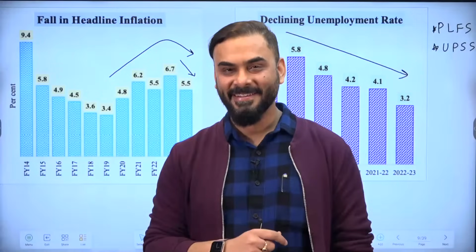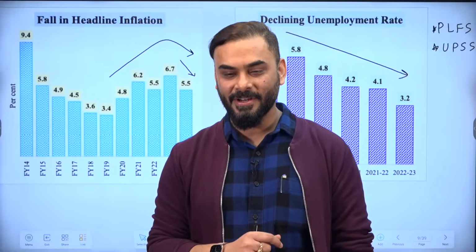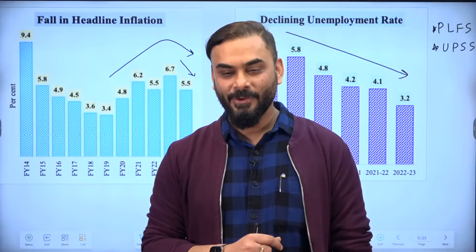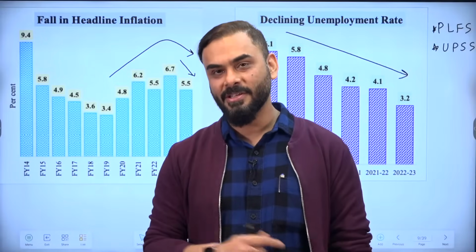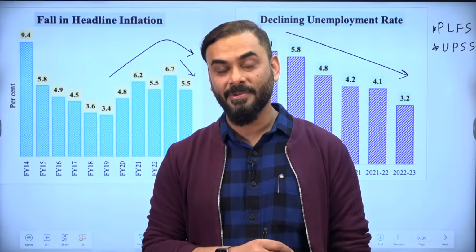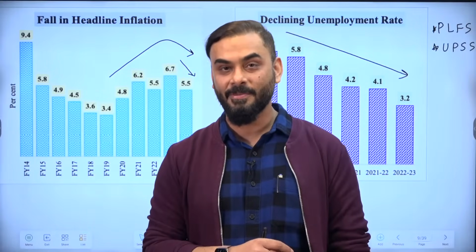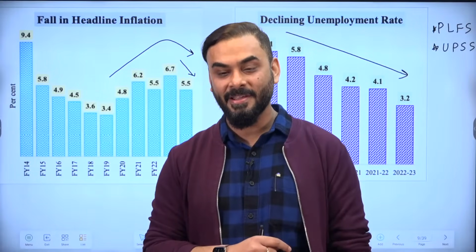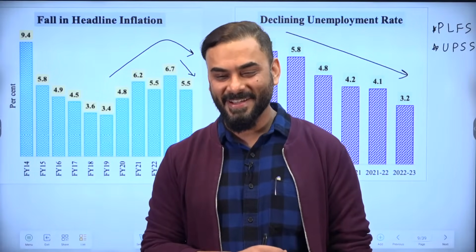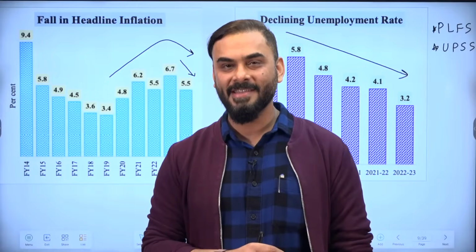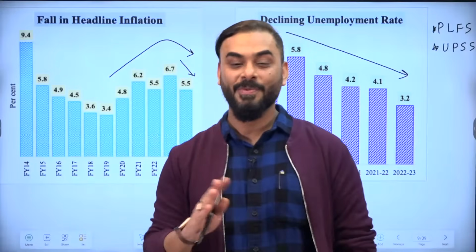So can you please tell me what is the most common measure of inflation? Which CPI? All of you are mentioning CPI, but which CPI? We have so many: CPI industrial workers, CPI agricultural labor, CPI rural labor, CPI rural, CPI urban, CPI all India, CPI headline, CPI core, CPI refined core. Which CPI? Answer is not CPI. Answer is headline CPI. We have so many types of CPI.